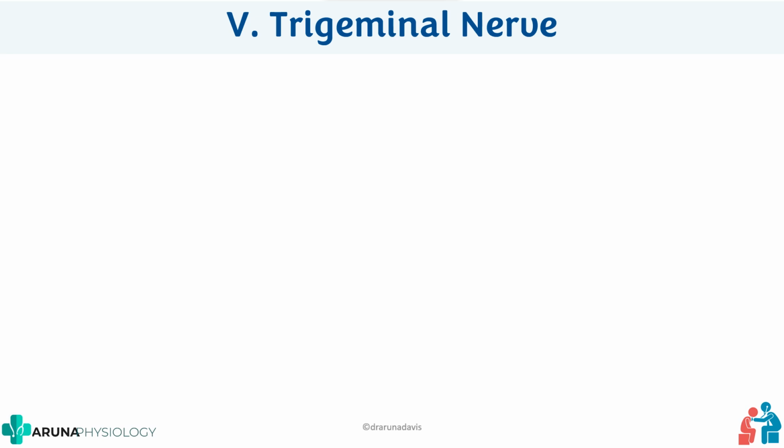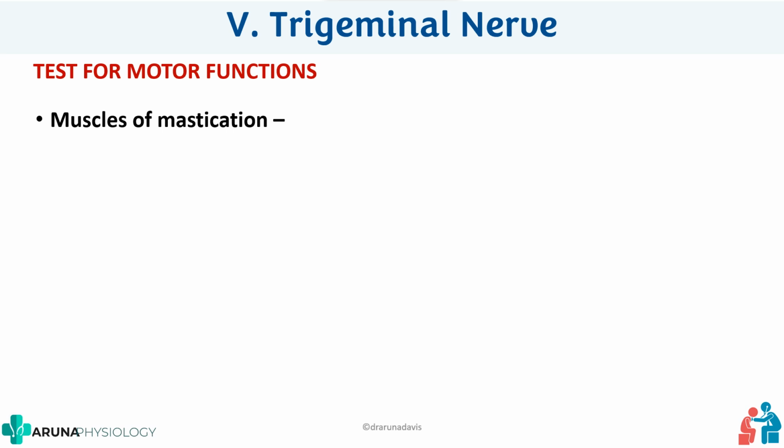Next we have to test for the motor functions. What is the motor supply of the trigeminal nerve? It is the muscles of mastication. What are the muscles of mastication? We've got temporalis, masseter, and the medial and lateral pterygoids mainly. So how do we test for each of them?